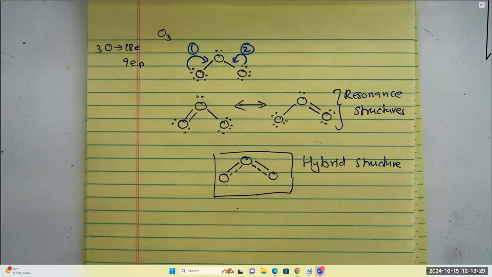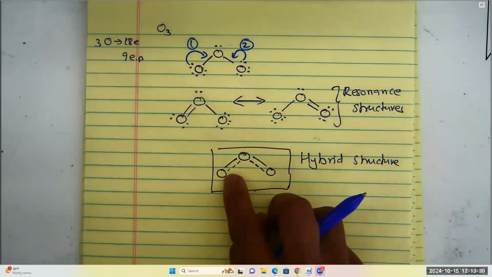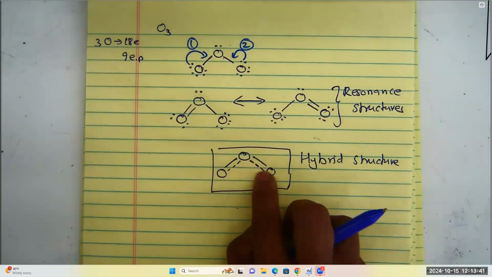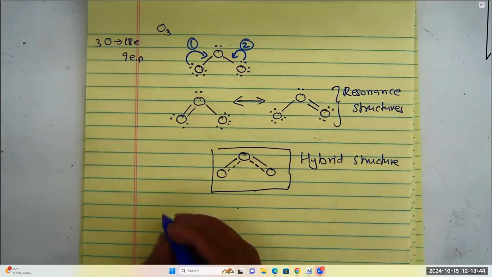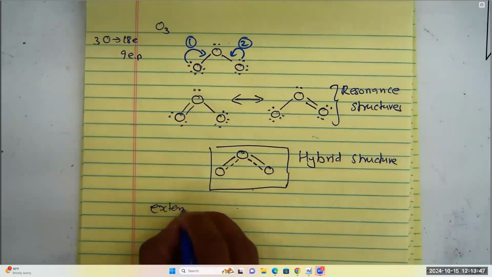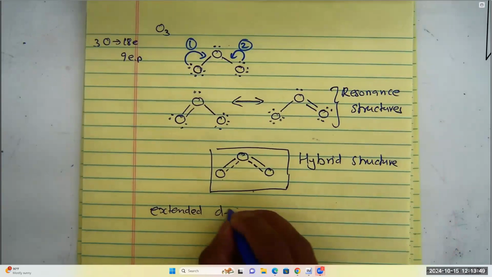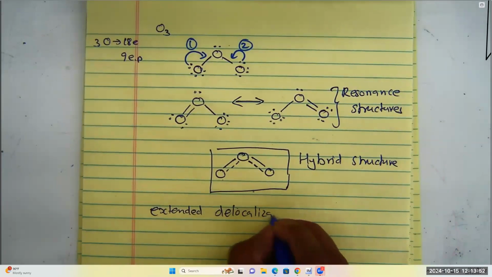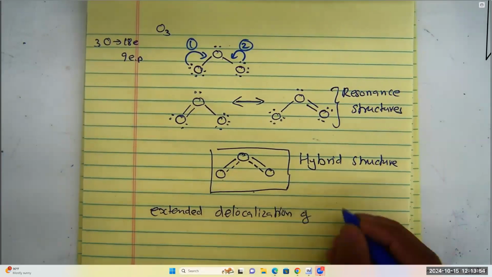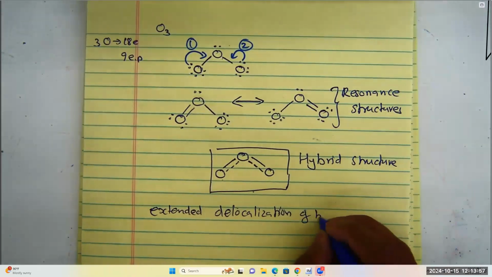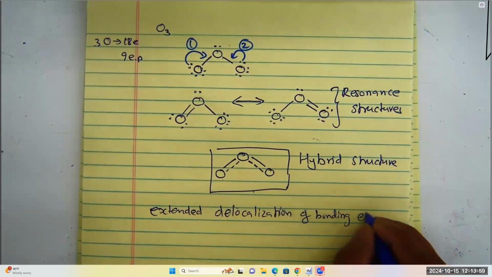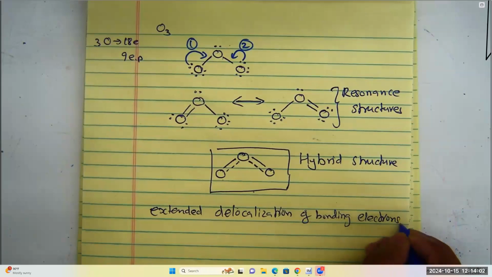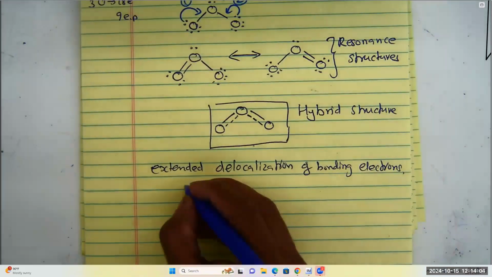Now, here's something to appreciate, everybody. When a bond is formed, electrons are delocalized between two atoms. But when you have resonance, these electrons are delocalized between more than two atoms. I call this extended delocalization of bonding electrons due to resonance.